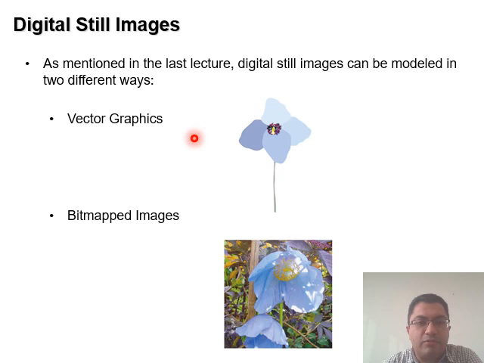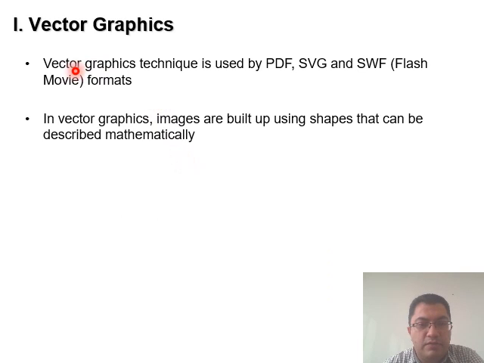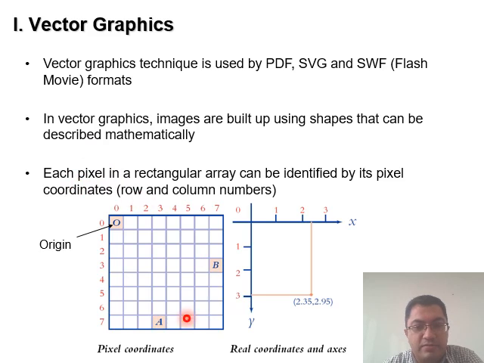Okay, so we're going to talk in detail about this in this lecture, specifically starting with vector graphics, and then we will talk afterwards about bitmapped images. Vector graphics techniques are used by PDF files, SVG, the scalable vector graphics, and SWF, which is used to create Flash movies. In vector graphics, images are built up using shapes that can be described mathematically, as we mentioned. Now let's see how images are represented.